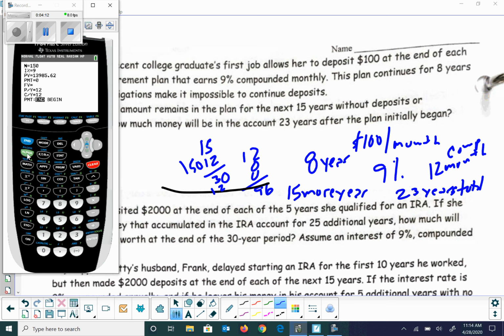Okay, so again, I'm going to go second solve. And so after the 23 years, she would have $42,898.29 in this account.